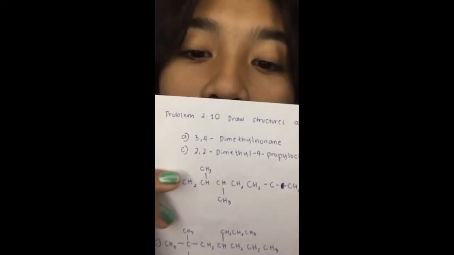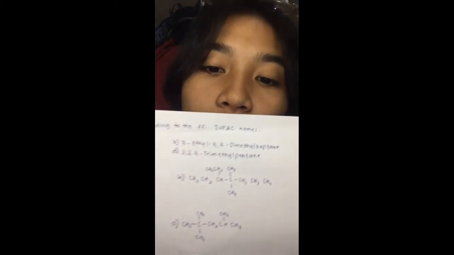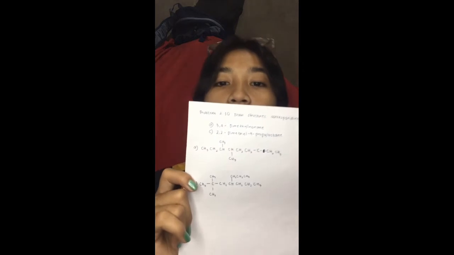And letter C is 2,2-dimethyl-4-propyloctane. And letter D is 2,2,4-trimethylpentane. This one. So here is the following IUPAC names. So I apply the condensed structure. This is the condensed structure of 3,4-dimethylnonane. This one.